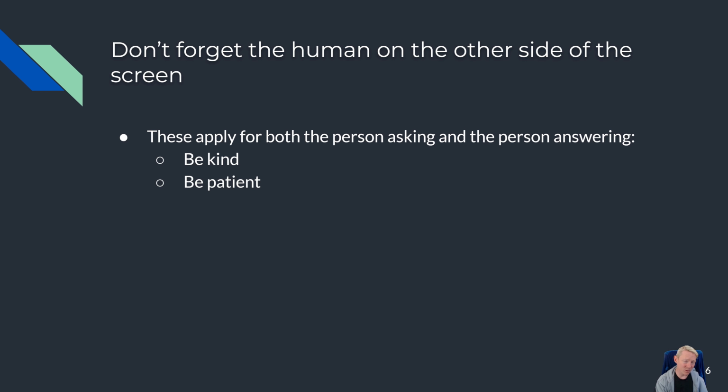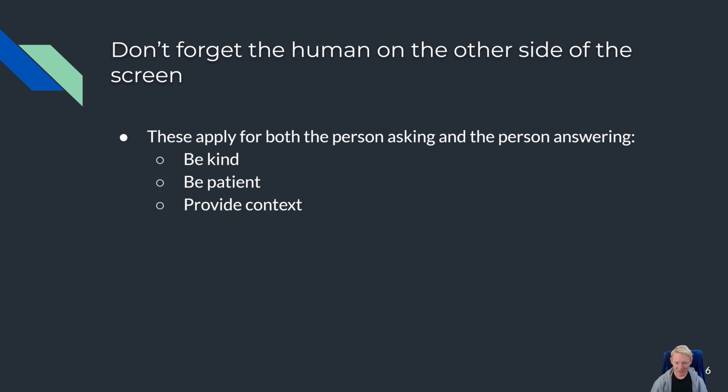and some things might be quick to reply to, some things might take a long time to reply to. So being patient and accepting that, okay, the person will ask the question and it might take a bit for them to get back to you. So be patient there on both sides. Be kind and be patient.